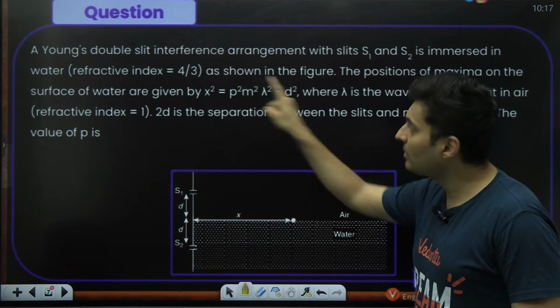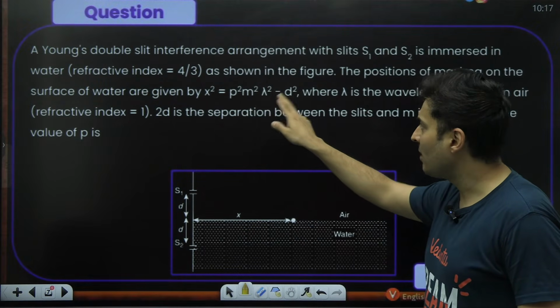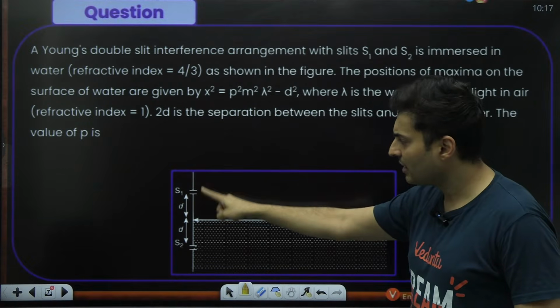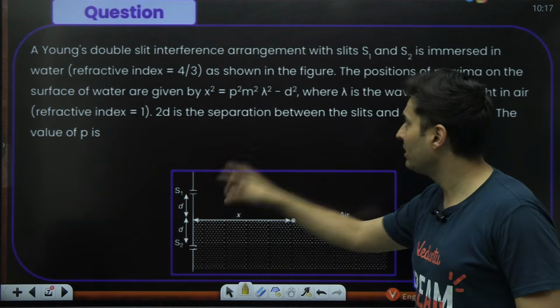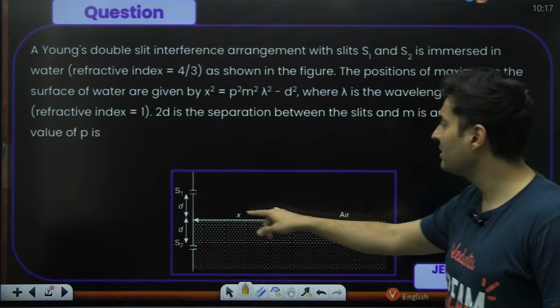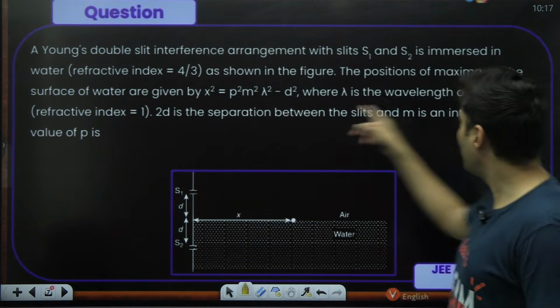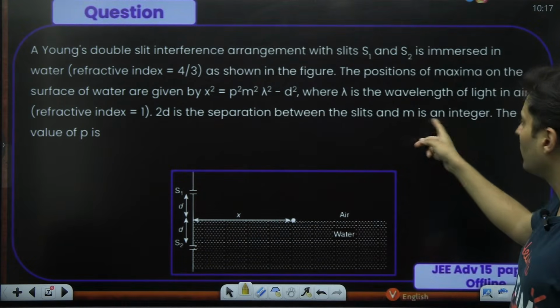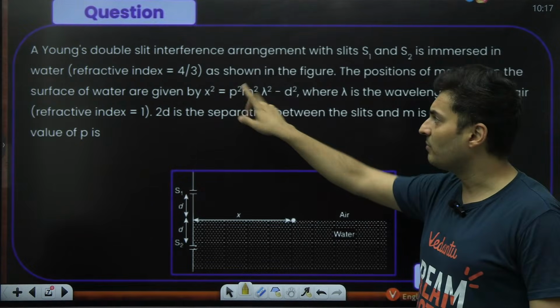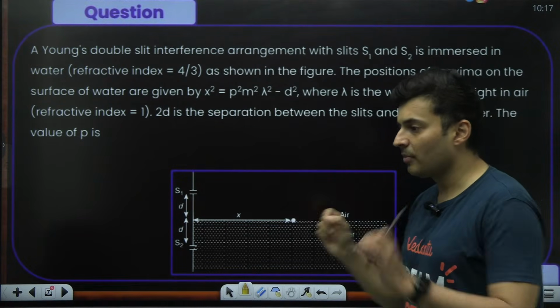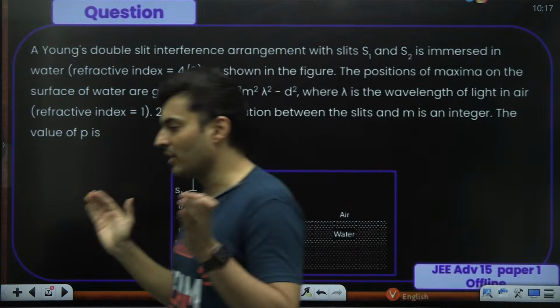This x has a locus: x squared equals p squared m squared lambda squared minus d squared. d is half the distance between the slits, or 2d is the distance between the slits. Lambda is the wavelength. m, I think, is some integer, if I'm not wrong. Yes. We have to find what this number p is, if x represents the positions of maxima.